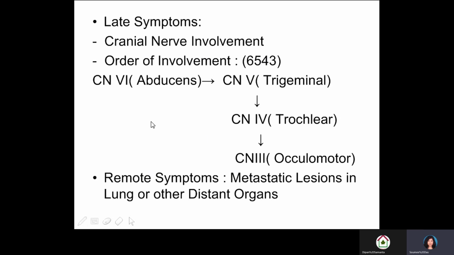Next is remote symptoms. Remote symptoms means when there is long-standing nasopharyngeal carcinoma, these symptoms would present. These are metastatic lesions in the lung or in distant organs. That means in long-standing cases, there would be metastasis. There might be lesions in the lung or in other distant organs. Depending upon the site of metastasis, there would be different symptoms presenting as the remote consequence of nasopharyngeal carcinoma.